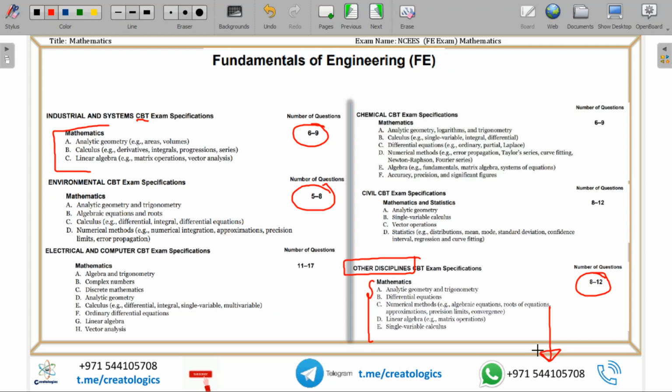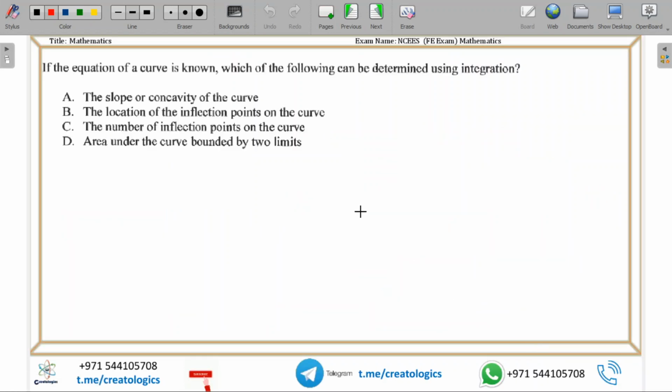Okay. So let us move to the next question now. The first question is, if the equation of the curve is known, which of the following can be determined using integrals? So options are these: slope, no; location of inflection point, no; number of inflection points, no; area under the curve, yes. Because the integral, it's very easy, right? Integration is used to find the area under the curve bounded by two limits.